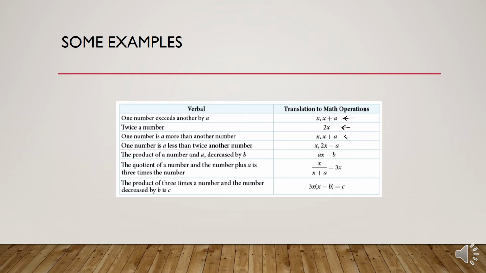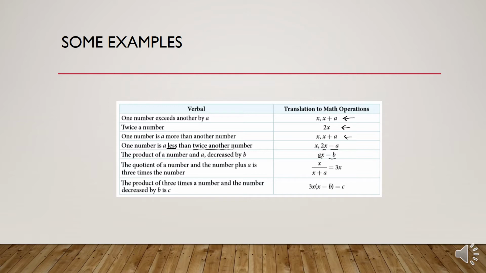One number is a less than twice another number. So when we say less, we're talking about subtraction. And when we say twice another, we're talking about 2 times that number. So a less than twice another number would be 2x minus a. Next, the product of a number and a decreased by b. So the product is multiplication. So the product of a number and a decreased, so subtracted by b.